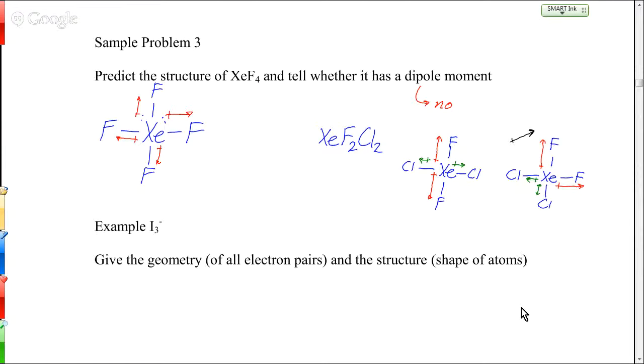Now, could you tell which one was the correct structure based on just the formula XeF2Cl2? No, you'd need more information. But I could say something like, this has two possible structures. The molecule was measured to have a dipole moment, so which is the correct structure? And then you'd know if it had a dipole moment, it would have to be that structure on the right.